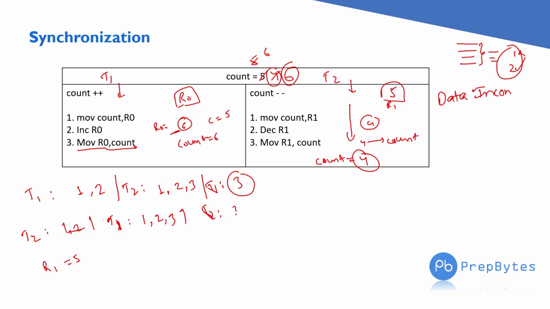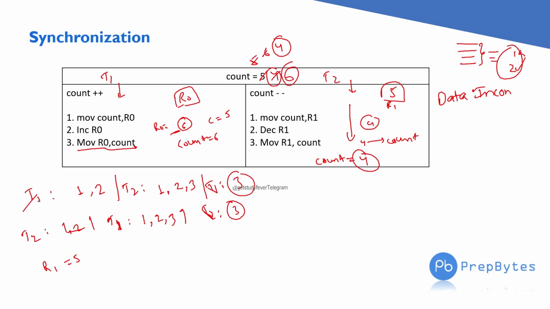Now T1 will get the last step. When T1 gets the last step, it will write 6 to count. So now for T2 the answer should be 4, but the answer is currently 6. So again there is a problem. So what is race condition? It is when the output of your program depends on the execution order.